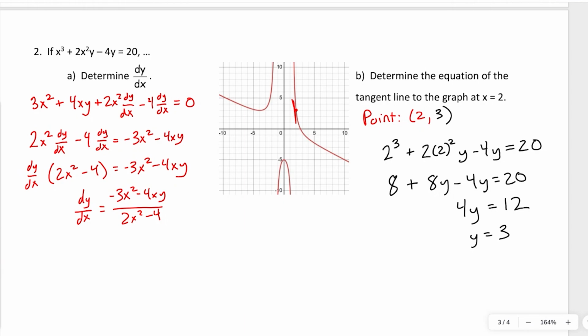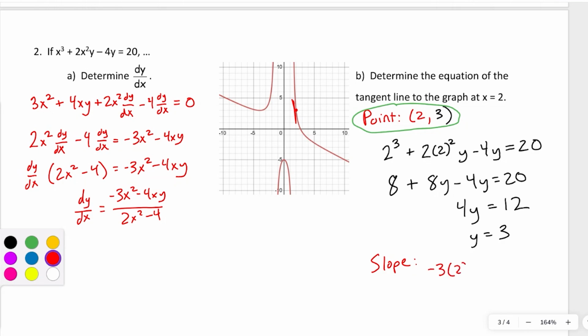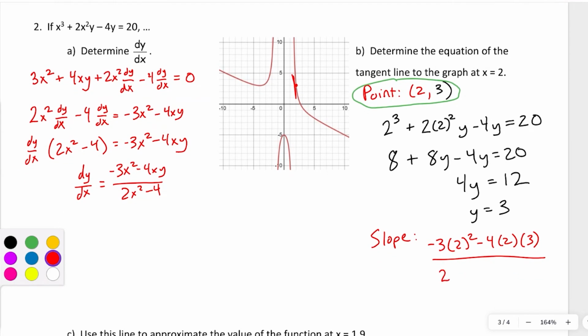Okay, but I also need the slope. All right, here's the point. It's our x1, y1. And now we're going to get the slope, which is going to be the value of dy dx when x is 2 and y is 3. So negative 3 times 2 squared minus 4 times 2 times 3, all over 2 times 2 squared minus 4.